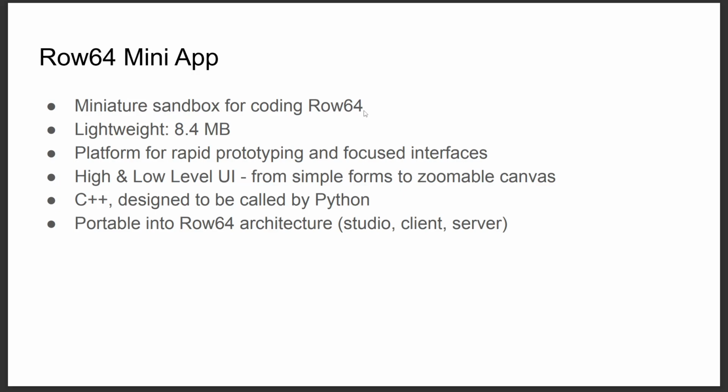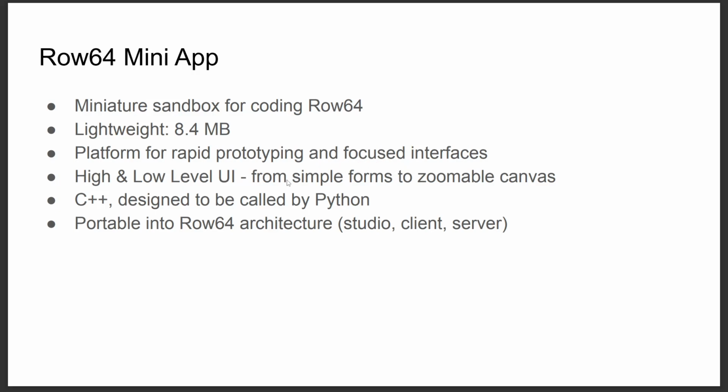So this is going to open up a lot of collaboration possibilities for us because it allows people to work in parallel without running into each other's projects, and allows people to deploy Row64 tools much faster. It's very lightweight. The focus is rapid prototyping and quick turnover of tools.